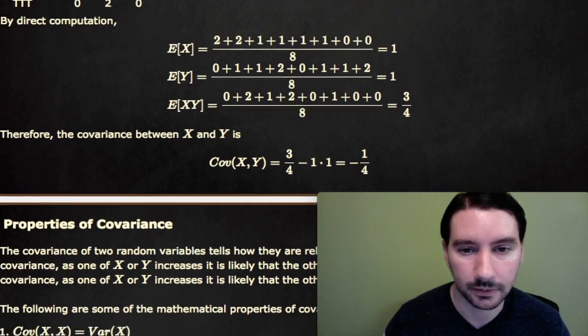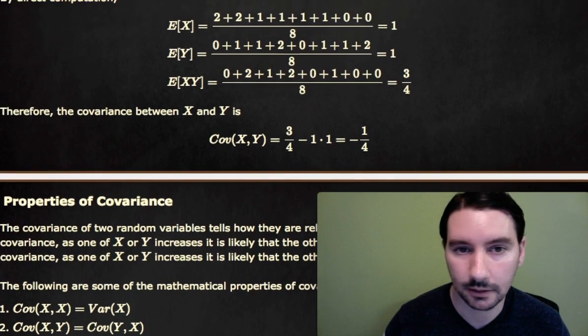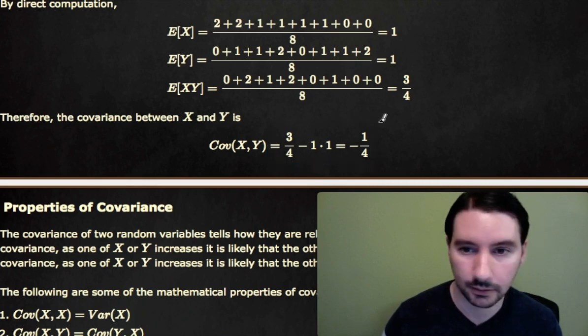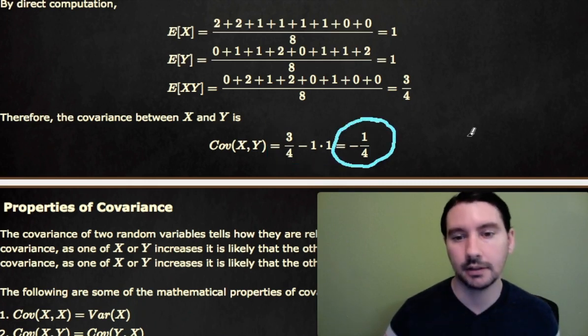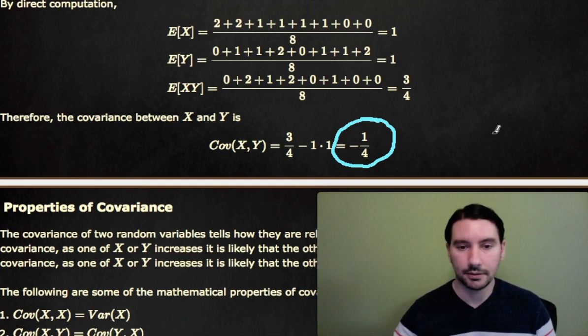So the covariance between X and Y is E of XY minus E of X times E of Y, or 3/4 minus 1 times 1, which equals negative 1/4. So there's a negative covariance because if one variable goes up, the other one is expected to go down. And notice that this is slightly different than variance because these can be negative values.